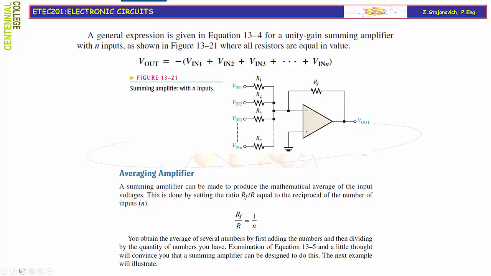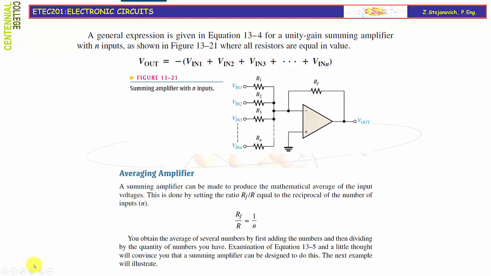A general expression is given in equation 13-4 for a unity gain summing amplifier with n inputs, as shown in figure 13-21, where all resistors are assumed to be equal in value. In this case, Vout becomes a sum of all input voltages from 1 to lowercase n. The negative sign indicates inversion because we are using the inverting configuration for this application.